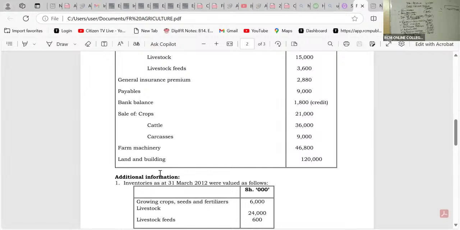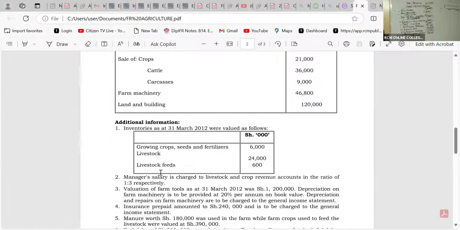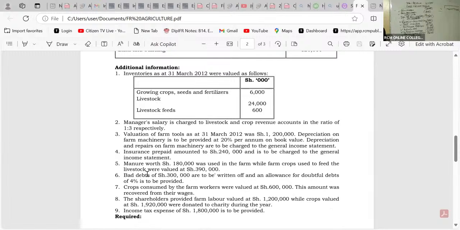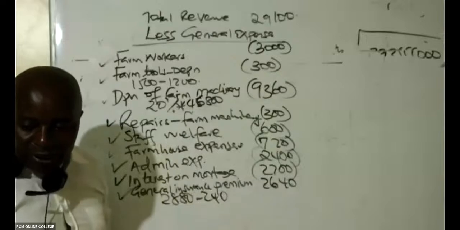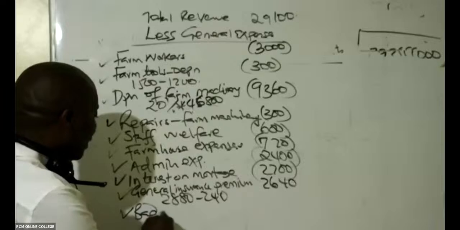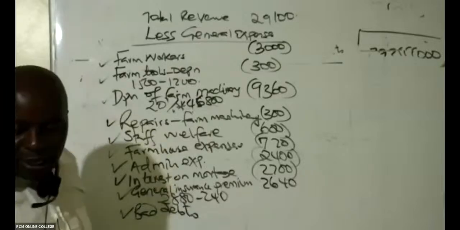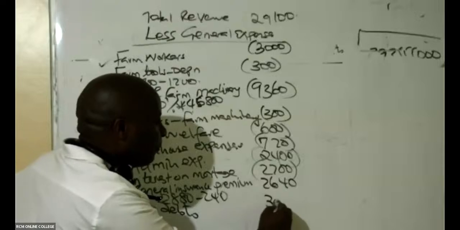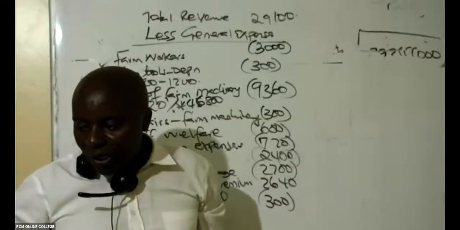However, let's look at other notes, ladies and gentlemen. Let's look at, for example, note number 6. Bad debts of 300 are to be written off. Let's first of all write off bad debts. Bad debts are expenses for the entire firm. So mention here, bad debts. We have a figure of 300.